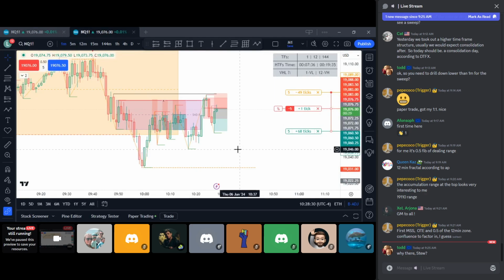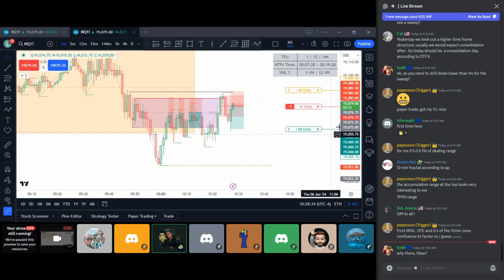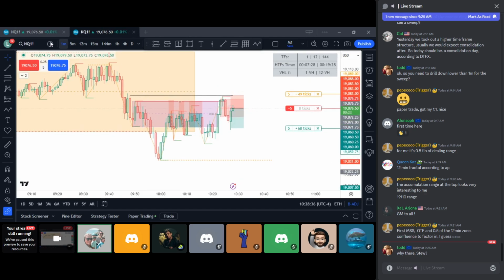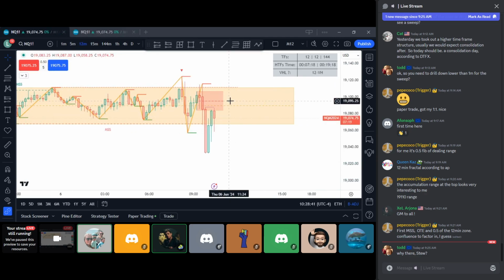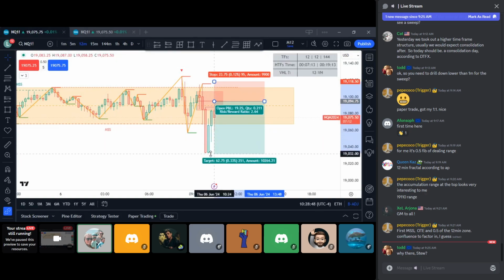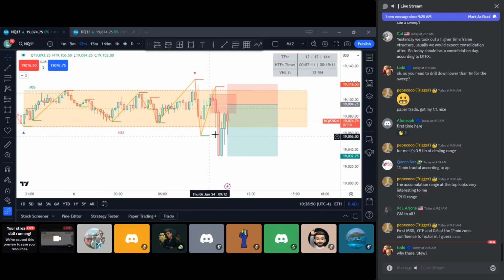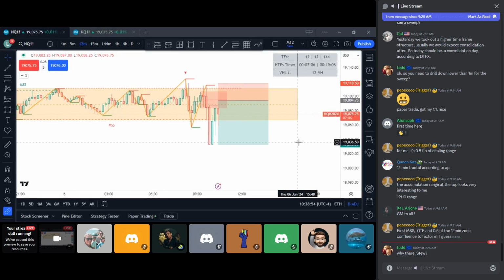Right, so this is a nice Model 1 setup. And then from a higher time frame perspective, if I pop out to my 12, this would be the best entry, right here with the stop above there, targeting the low. You're on the 12-minute there, right? Yes, this is the 12.